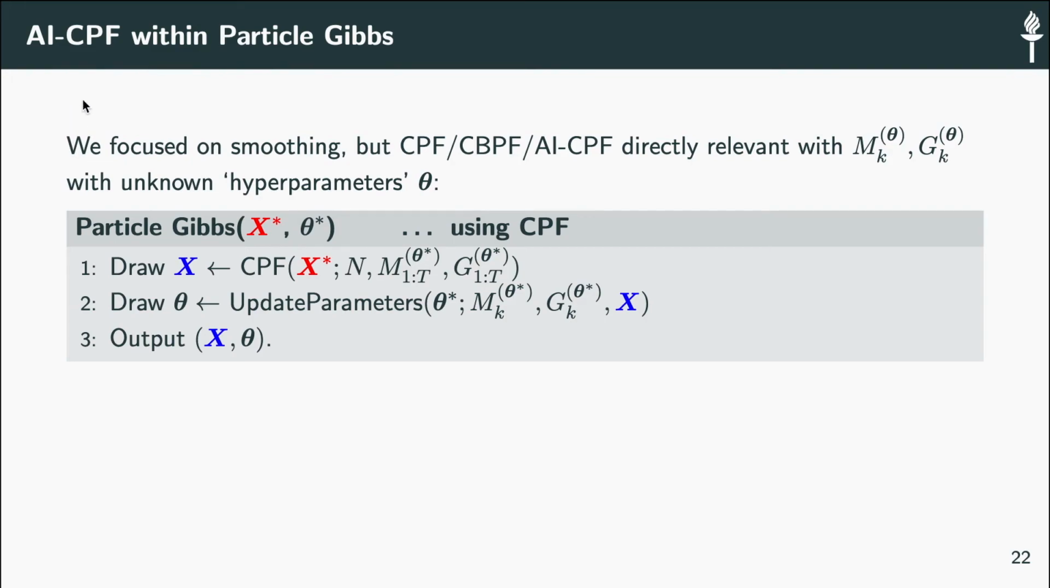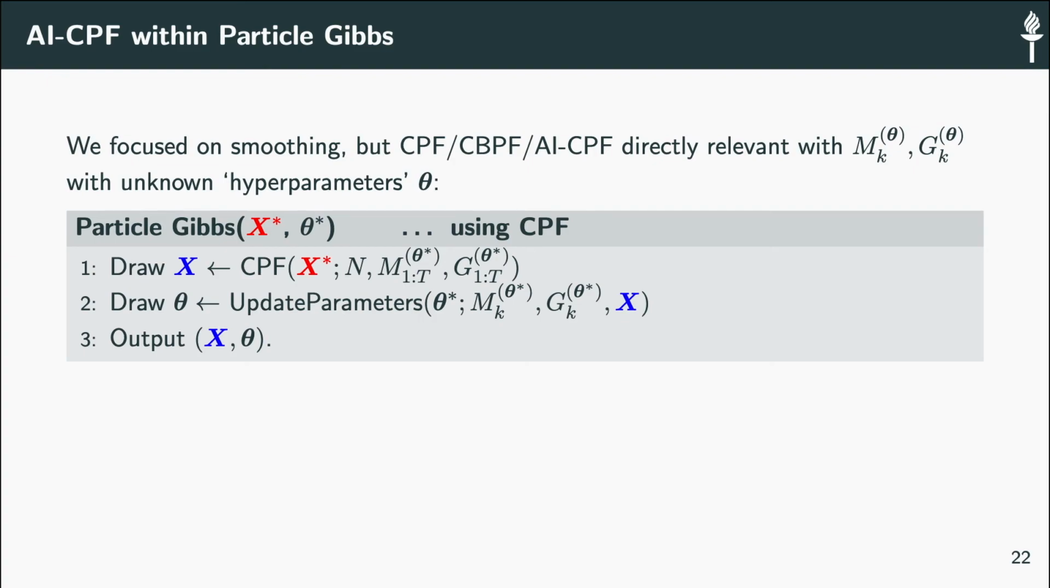In many cases in practice we don't just care about smoothing, but we care about the situation where we actually have M's and G's, or the hidden Markov model, indexed by unknown hyperparameters theta. And in this case you can use another particle Markov chain Monte Carlo algorithm, that is the particle Gibbs. The particle Gibbs is nothing more than alternation between the conditional particle filter and then a standard Gibbs or Metropolis-within-Gibbs moves for the parameters.